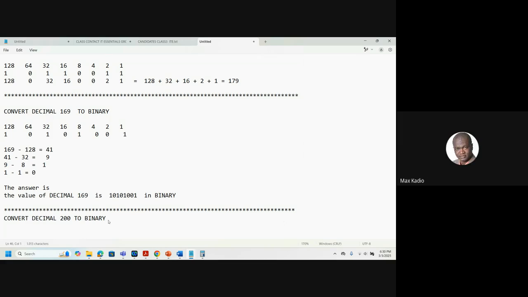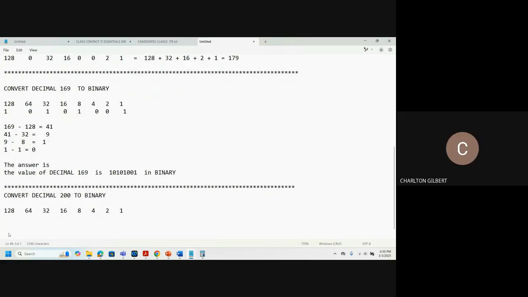So what should I do with 200 now? 200 minus 128 is equal to, let me check my calculator. But first things first: you first put your first row there, the 128. Exactly, very important. Then we minus 128. 200 minus 128 equals 72.